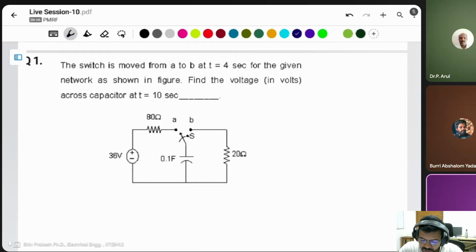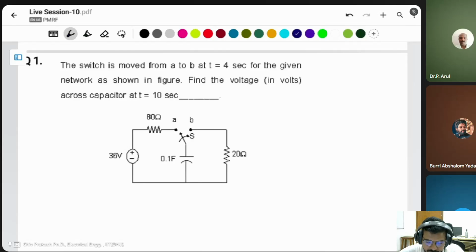Here the switch is closed at t equal to 4 seconds, not at 0 seconds. If the switch is closed at 0 seconds, then the circuit is different. But here the circuit is closed at t equal to 4 seconds. Then you have to solve this question according to the given question statement, and the voltage is asked across the capacitor at 10 seconds.